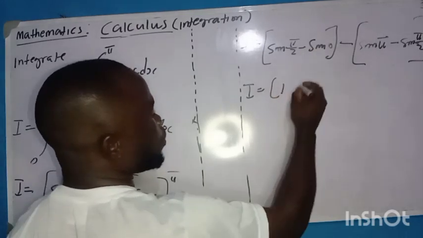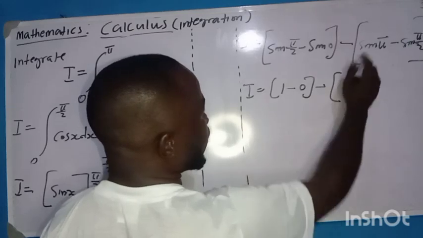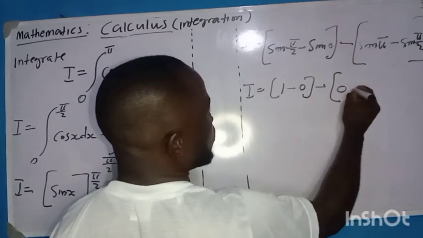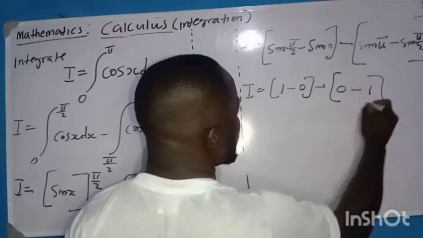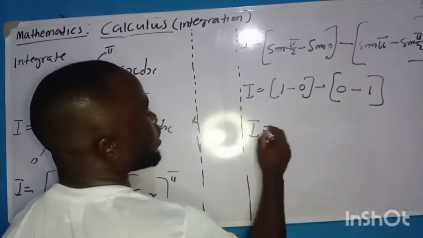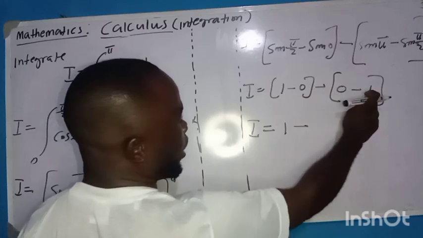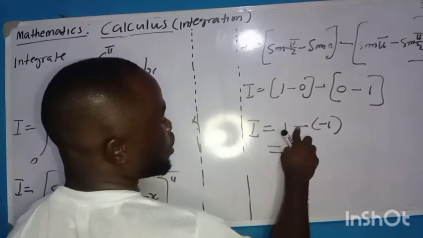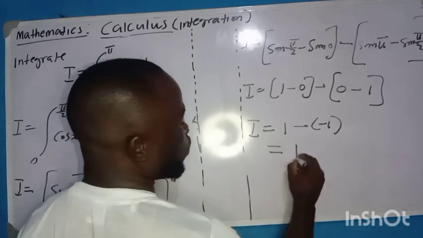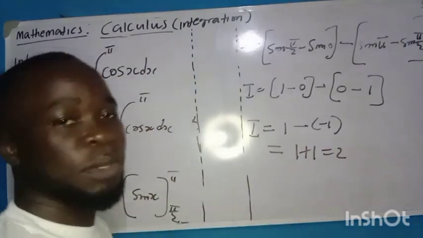And then sine 0 is 0, right? Minus this minus here into the bracket, sine pi is 0, minus sine pi over 2, that is still going to give us 1. So I is equal to 1 minus 0, which is 1, minus, that is 0 minus 1, which is minus 1. So this minus gives us plus, that is 1 plus 1, and that is going to be 2. That is the answer to that question.